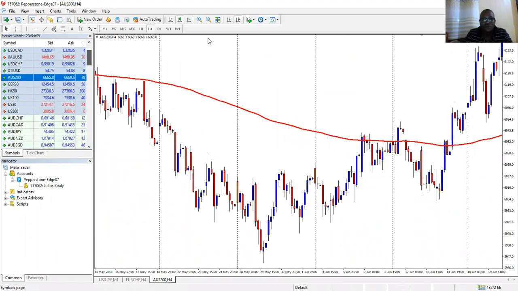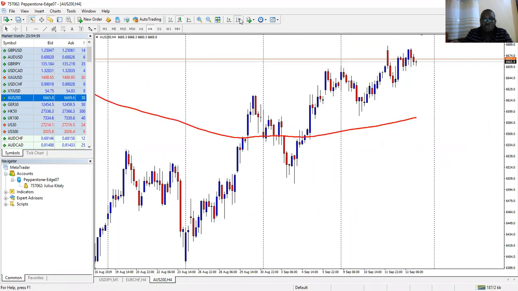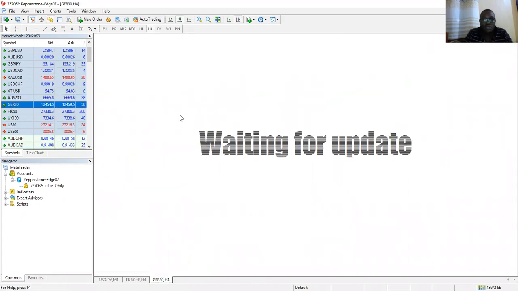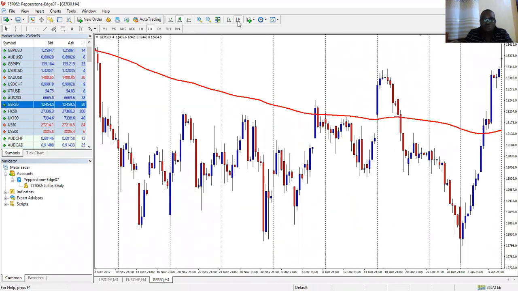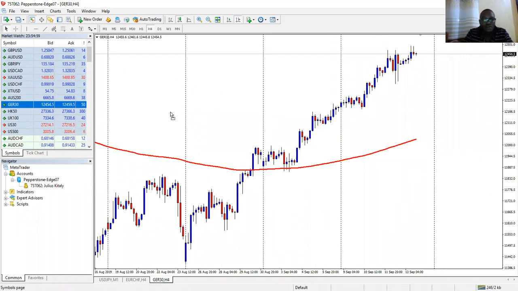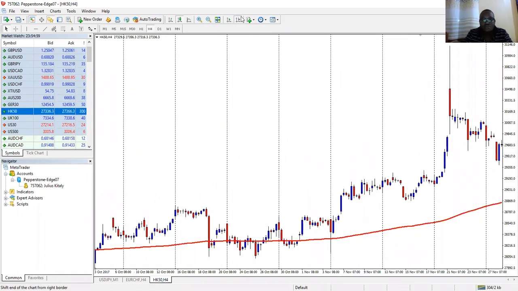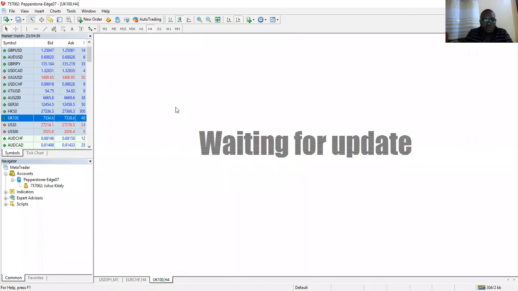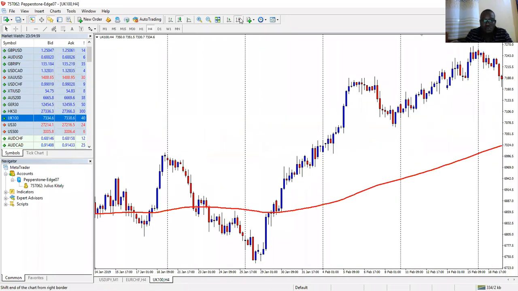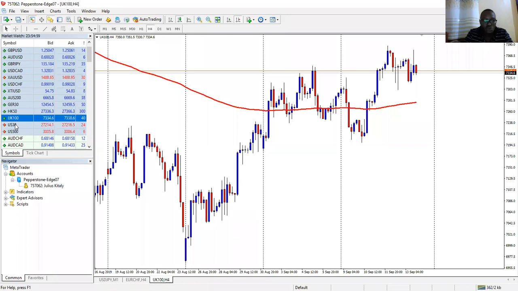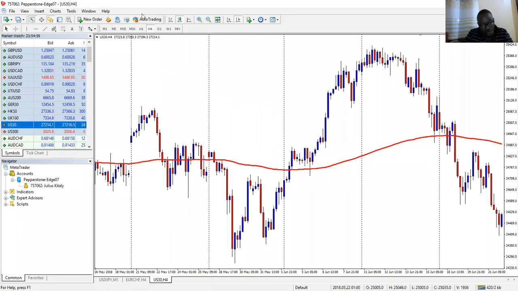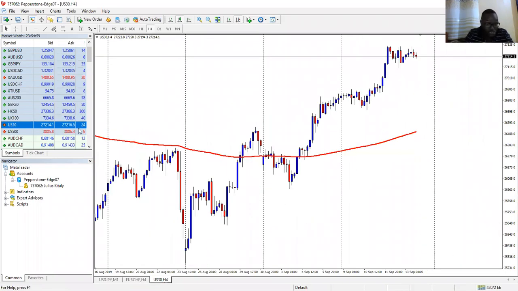Let's check for as many pairs as possible. We're looking for head and shoulder for the purpose of learning. We are looking for head and shoulder on any pair, be it commodity, bit.